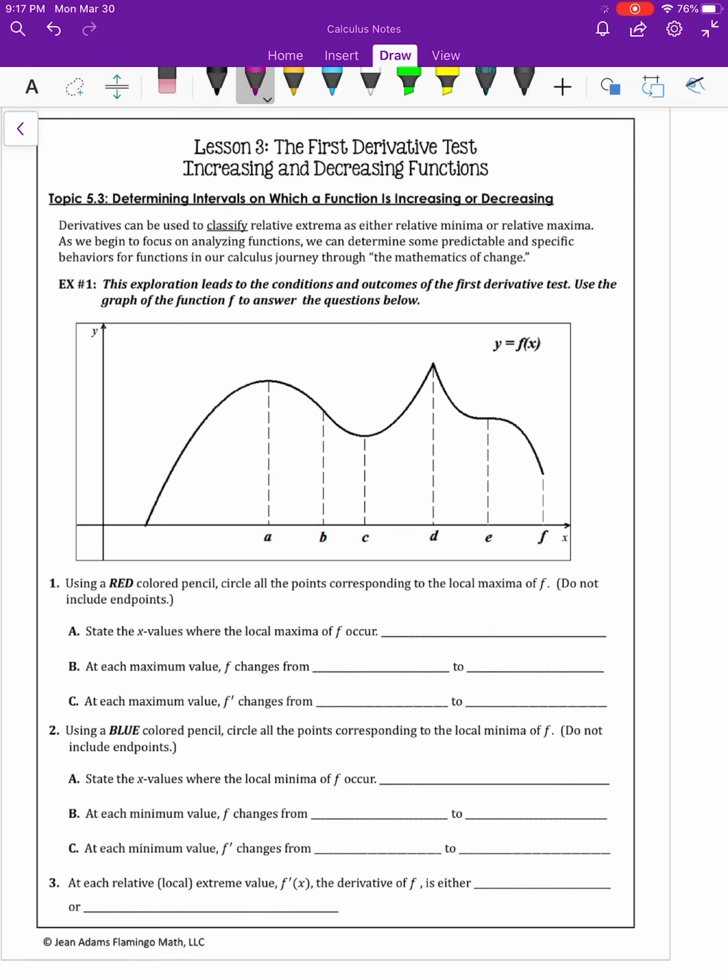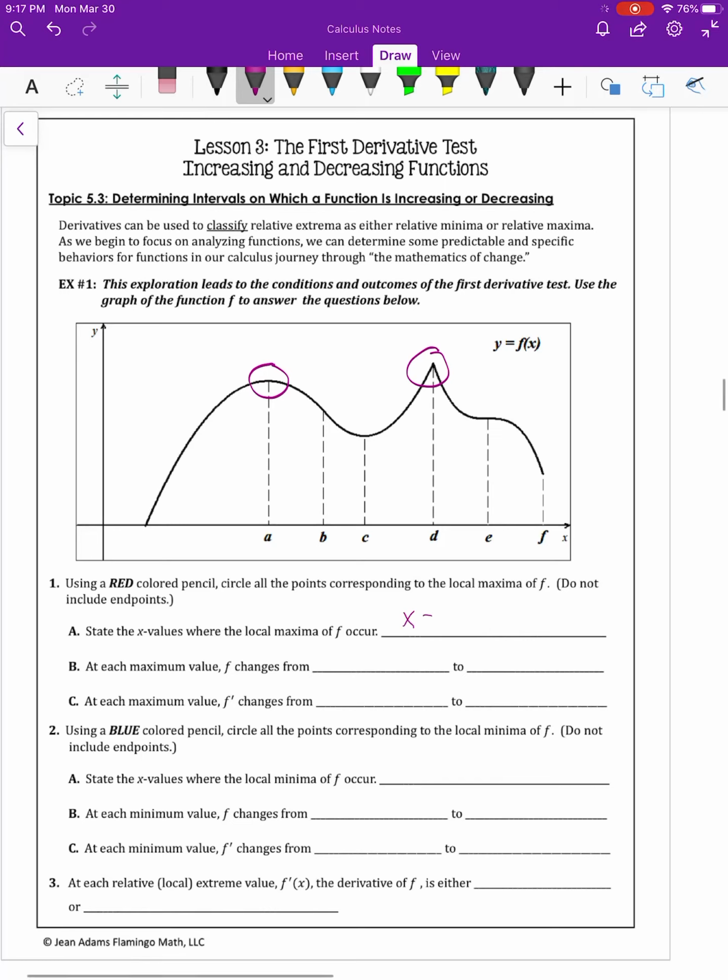Lesson 5.3, the first derivative test, and we'll also learn how to use calculus to find the increasing and decreasing intervals on functions. So we're going to look at this graph, and we're going to use a red colored pencil and circle all the points corresponding to the local maxima of f. Do not include endpoints. So if I was just looking for maximum points, I would circle these 2 points. I don't see any others on this graph.